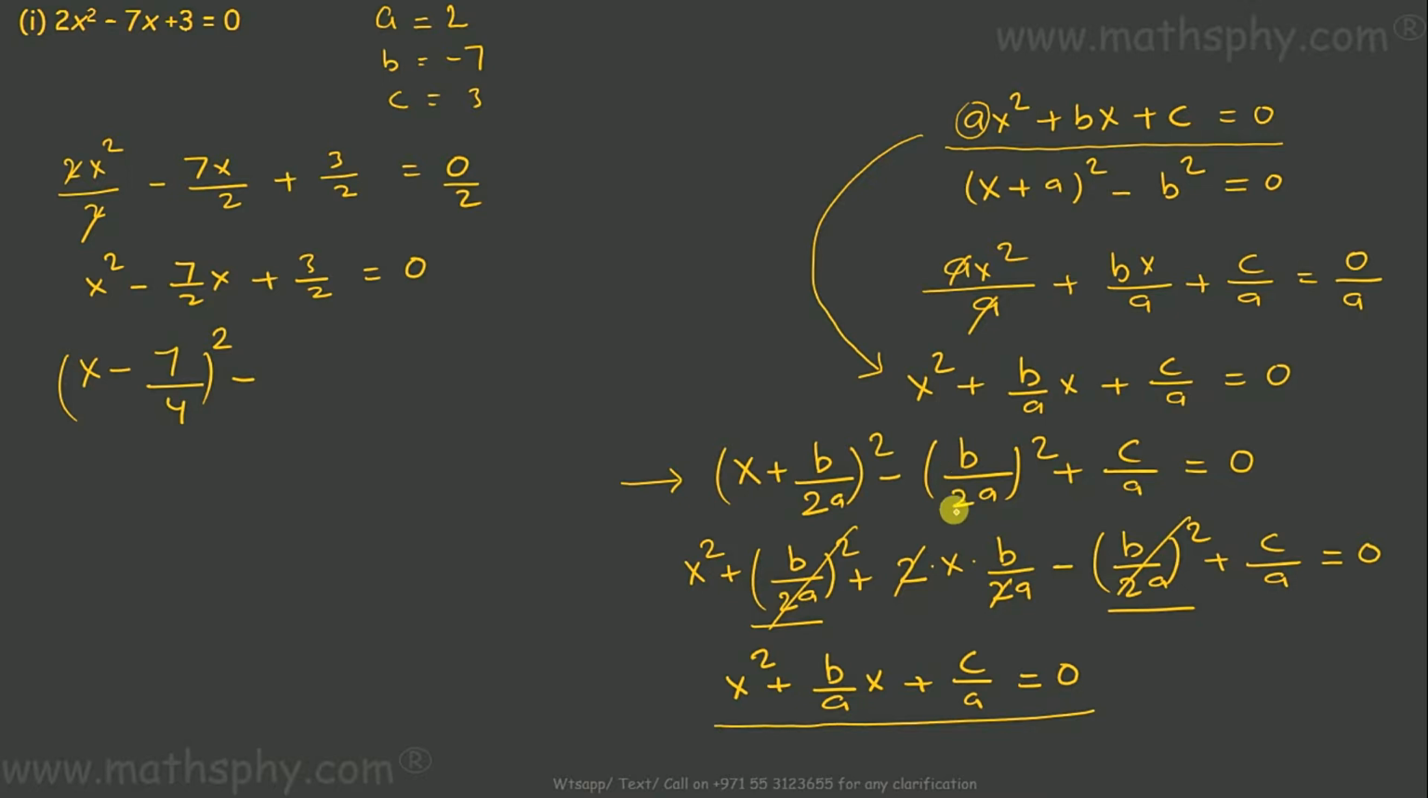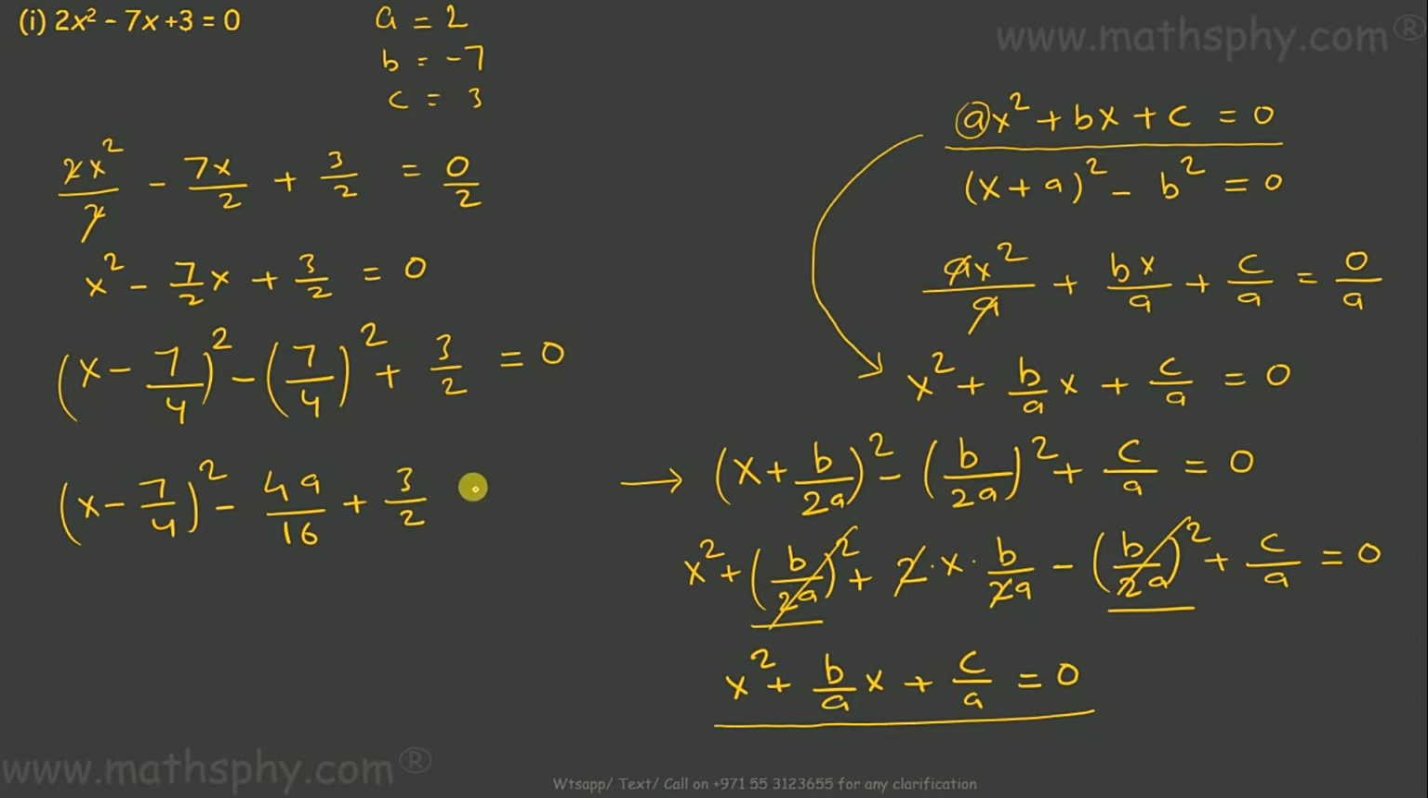Minus b over 2a whole square means 7 over 2a. A is 2, so this will be 4, 2 into 2 is 4, whole square plus 3 over 2 equals 0. Now let's solve this. X minus 7 over 4 whole square minus 49 over 16 plus 3 over 2 equals 0.